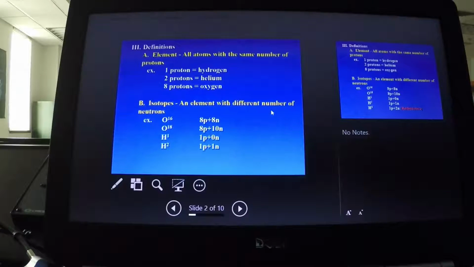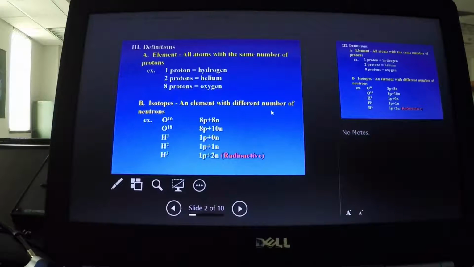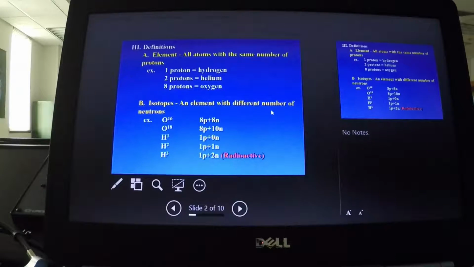We have H2. 2 particles in the nucleus. One has to be a proton to make it hydrogen. So you have 1 neutron as well. We also have another variety called H3. Sometimes this is referred to as tritium. It's just a variety of hydrogen. It's radioactive, which means it breaks down spontaneously at a set rate.